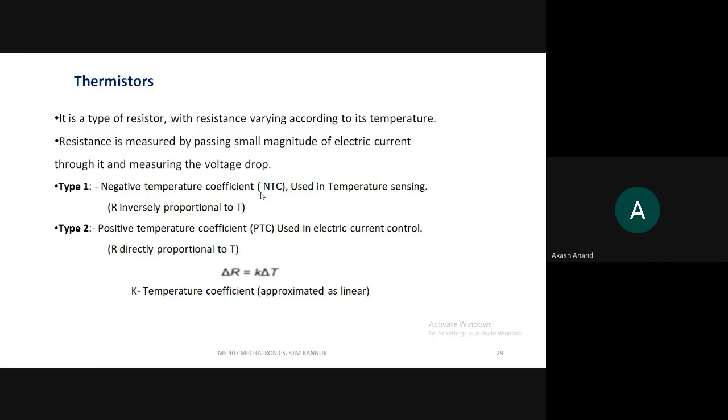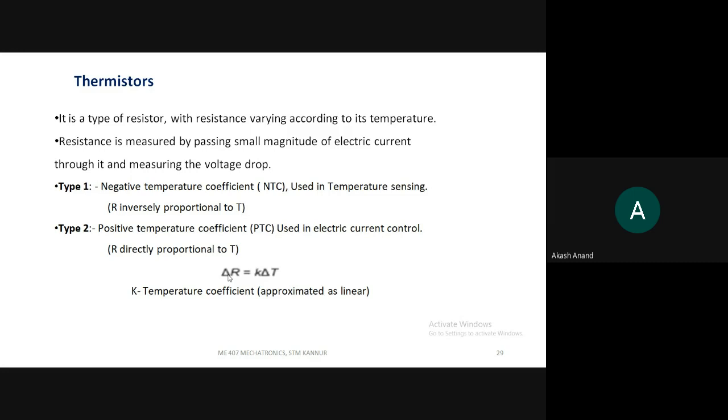Okay. So the governing equation is delta R, that is change in resistance. You're actually measuring the resistance change. The change in resistance is equal to K times change in temperature. Okay. So that K is the temperature coefficient. For easiness of measurement, the variation of K is approximated as linear. Okay, that is, it will vary in a straight line. For simplicity, we are assuming it as linear.